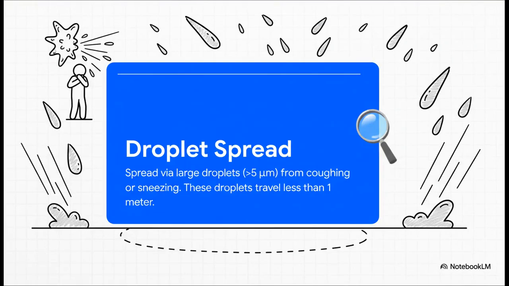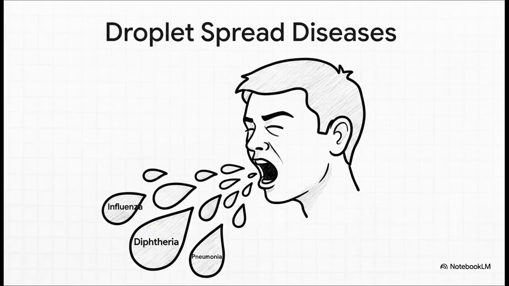Okay, next up in the direct category is droplet spread. So when somebody coughs or sneezes, they're launching these little microscopic droplets. And the key thing to remember here is that these guys are kind of heavy. They're too big to just float around, so they fall out of the air pretty quickly, usually within about 1 meter or 3 feet.